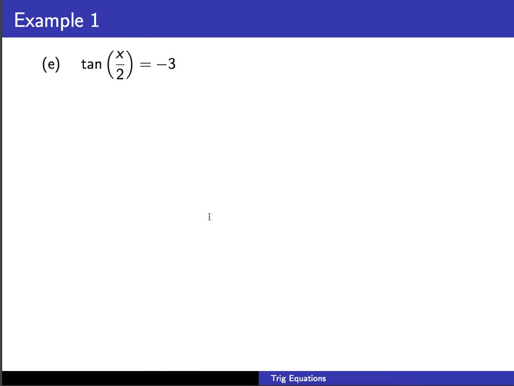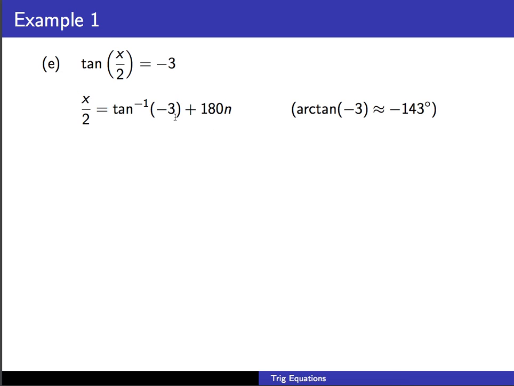Example 1e, we have the tangent of x over 2 equals negative 3. Here we have an issue with this example because if we look down our chart, there are no exact values where the tangent equals negative 3. So we could just do inverse tangent of negative 3. We could set x over 2 equal to inverse tangent of negative 3 plus 180n, again remembering that tangent's period is 180 degrees or pi radians.